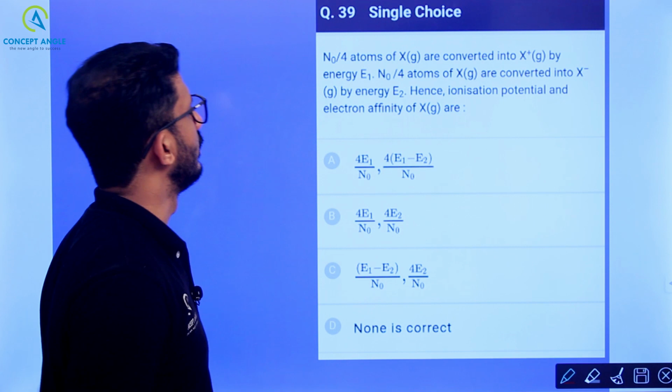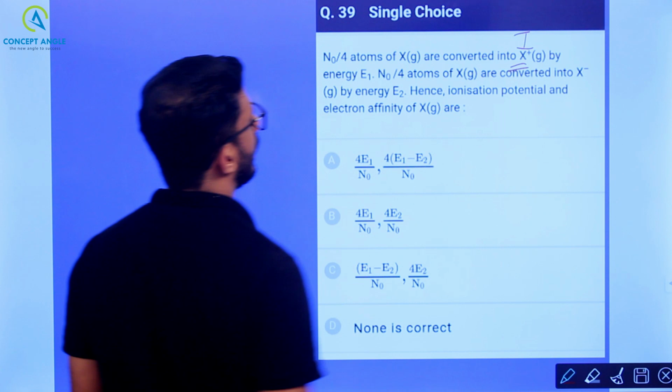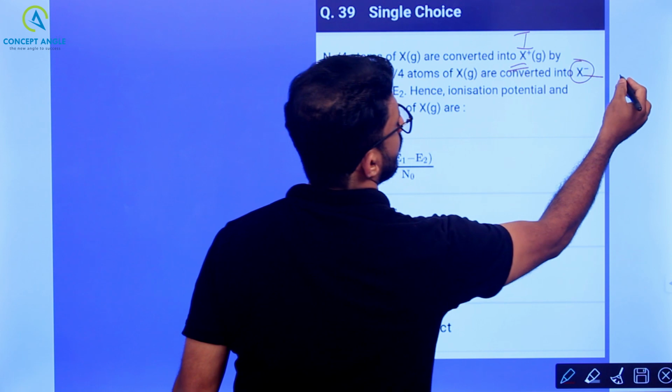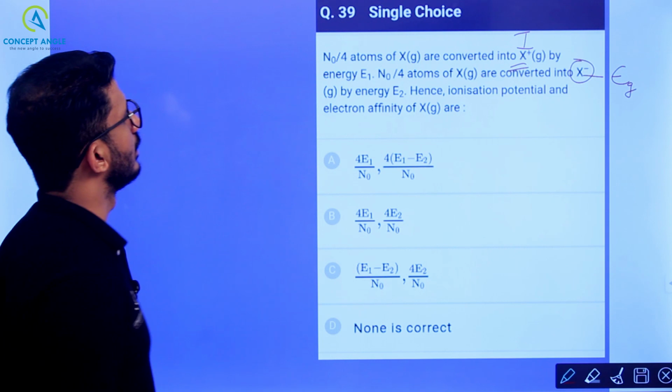First, when we say X is converted to X plus, that is the ionization enthalpy. Let's take the ionization enthalpy as I. And when it is converted into X minus, there is an enthalpy, that is the electron gain enthalpy, that is Eg. And that is converted into E2. So for the ionization potential, we have to calculate these two differently.